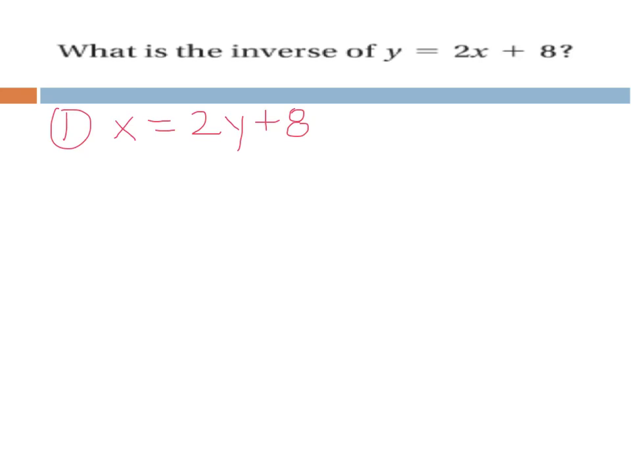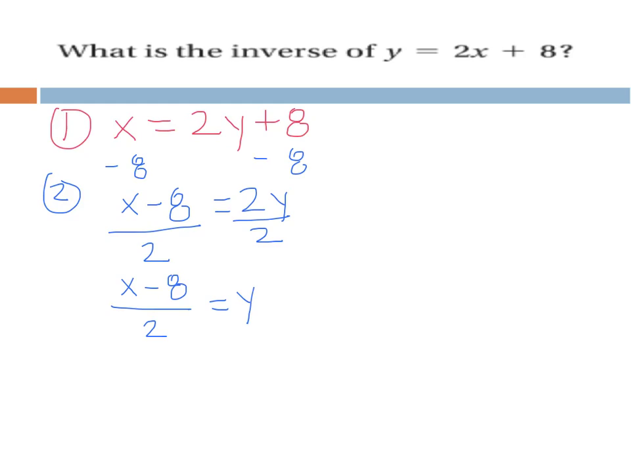First step, switch your x and y. So x is going to be equal to 2y plus 8. Second step is to solve for y, so get y all by itself. So you could have it either written like this, or you could have x divided by 2 minus 4 is equal to y.